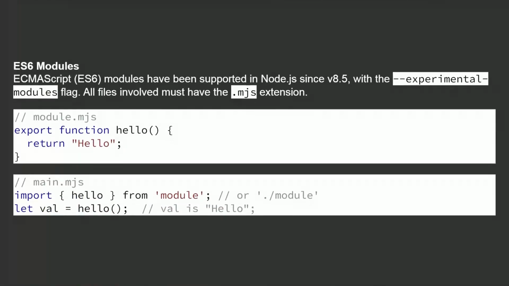ES6 modules. ECMAScript, ES6, modules have been supported in Node.js since version 8.5, with the experimental modules flag. All files involved must have the .mjs extension.